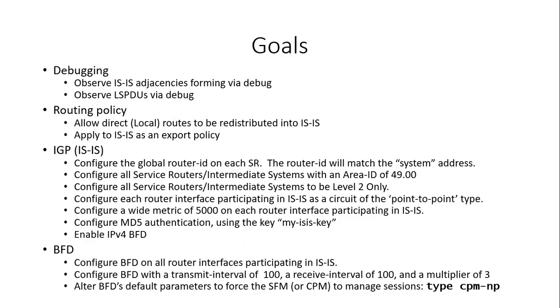We've also gone over debugging and examining protocol data units. We've gone over creating routing policies and applying those policies to protocols as export policies. And we've gone over configuring bidirectional forwarding detection as a mechanism to detect link failure on top of our dynamic routing protocol, or our link state protocol, or interior gateway protocol, which in our case was intermediate system to intermediate system.